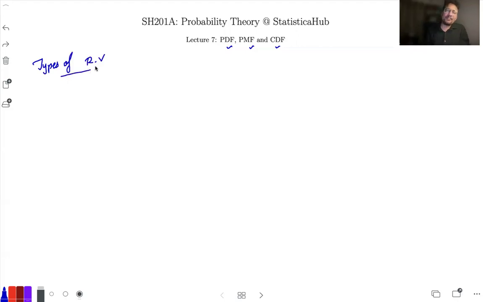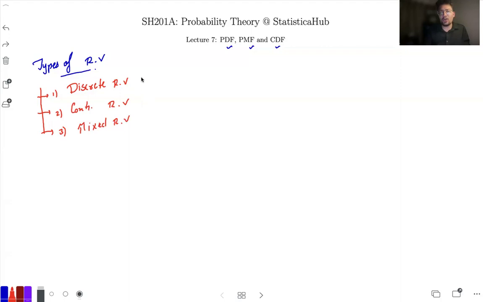Technically we have three different types of random variable. The first type that we deal with is the discrete random variable. Then the second kind is the continuous random variable. Then we have the mixed random variable. In this particular lecture, we are going to cover only the first two.